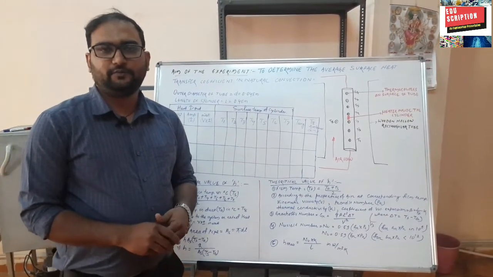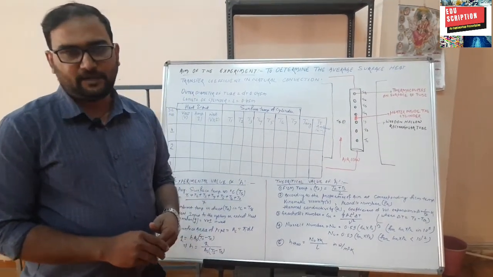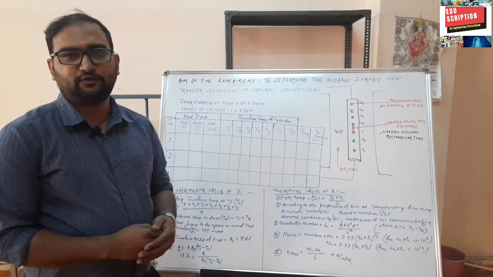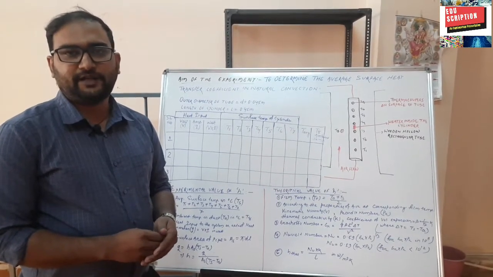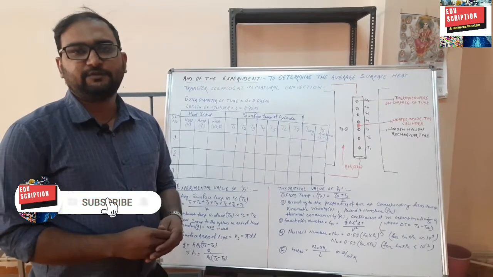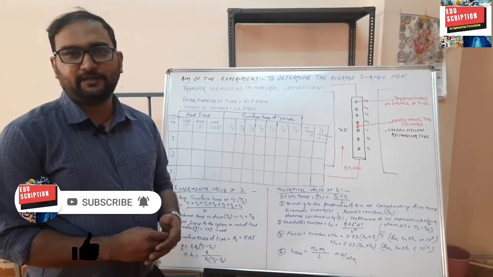Today we are going to perform the experiment of a natural convection mode of heat transfer. But before that we should know what natural convection mode of heat transfer is. As we know, the convection mode of heat transfer means the heat transfer occurs due to the mass motion of the fluid, which may be air.